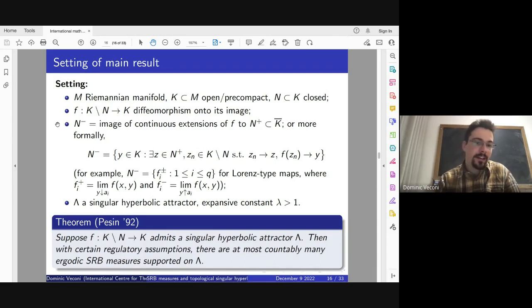In 1992, Yakov Pesin showed that if you have F satisfying these conditions and you have a singular hyperbolic attractor Lambda, then after imposing certain regularity assumptions on F, there are at most countably many ergodic SRB measures supported on Lambda.